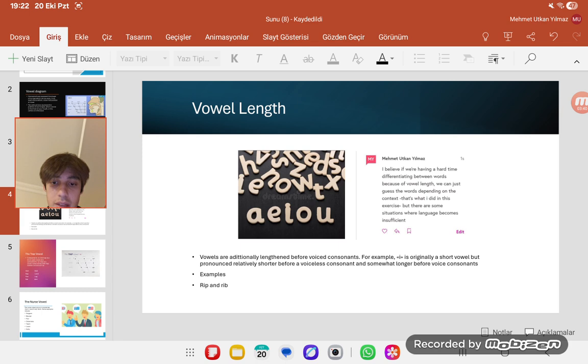Vowels are additionally lengthened before voiced consonants. For example, the short vowel is pronounced relatively shorter before a voiceless consonant and somewhat longer before voiced consonants. Here are some examples: rip and rib.